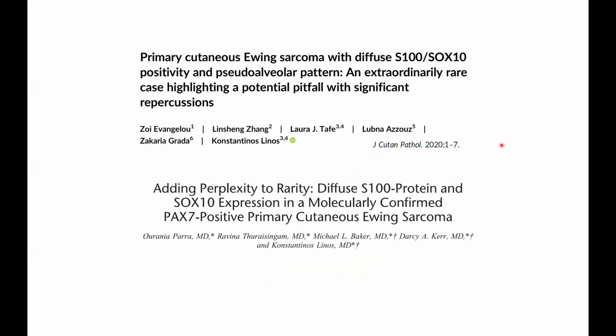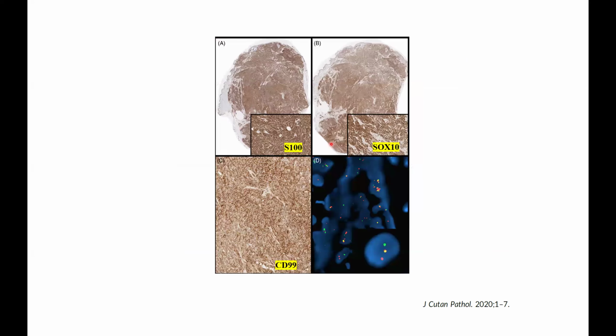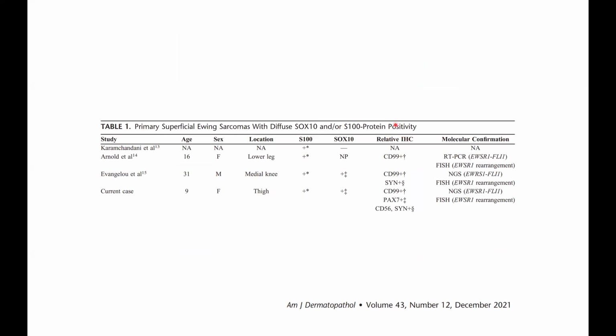There are some cases with a very unusual phenotype, with diffuse S100 or SOX10 positivity, that have been published in the literature. Actually, we have published two of these cases. This is a case with diffuse monomorphous round cells in a pseudoalveolar pattern that were diffusely positive for SOX10, and S100 also showed diffuse membranous positivity, and they were EWSR1-FLI1 fused. And there were a few other reports, a very handful of reports.